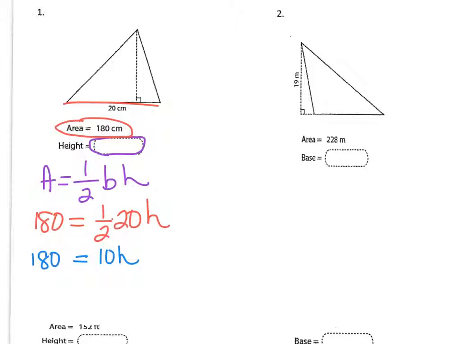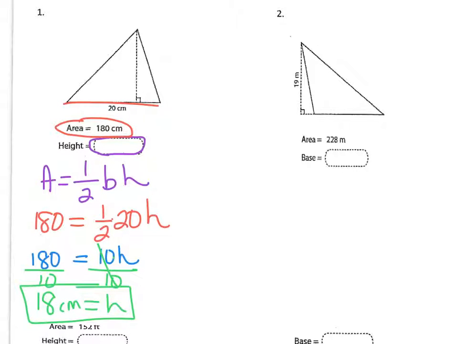And then to finish, I need to undo the multiplication. So I'm going to divide both sides by 10. So these cancel, and H equals 180 divided by 10 is 18. And then we have to put our unit on there, which is centimeters. So we just figured out that the height must be 18 centimeters.